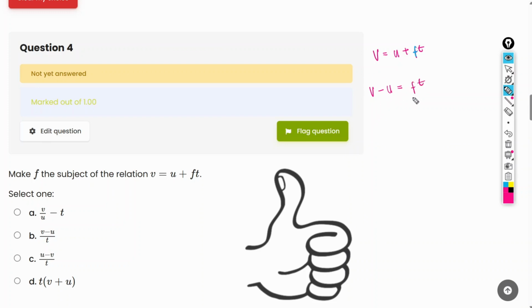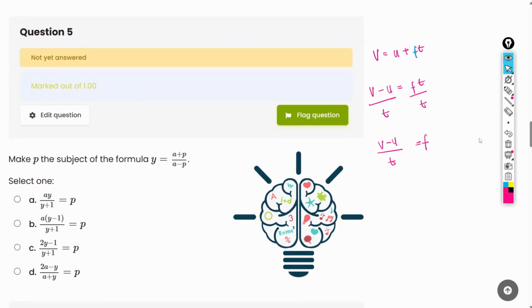All right, and then I'll divide both sides by what? By t, because I'm trying to isolate f. Divide both sides by t, and I'll have f is equal to v minus u over t. So that's option B.